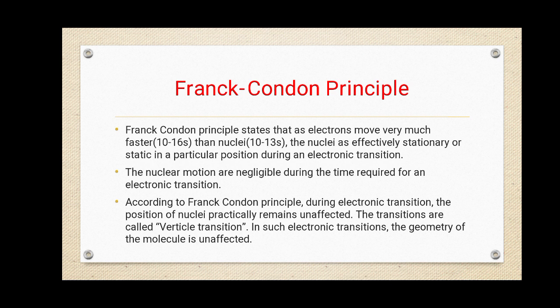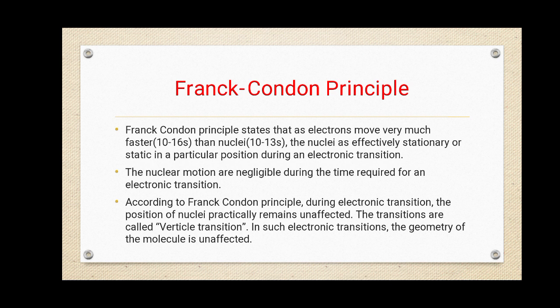The Franck-Condon principle states that electrons move much faster, with a transition time of 10 to the power minus 16 second, than nuclei, whose transition time is 10 to the power minus 13 second. The nuclei are effectively stationary, or static, in a particular position during an electronic transition. The nuclear motion is negligible during the time required for an electronic transition.